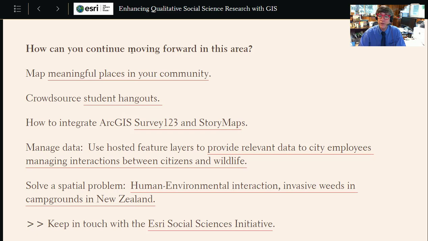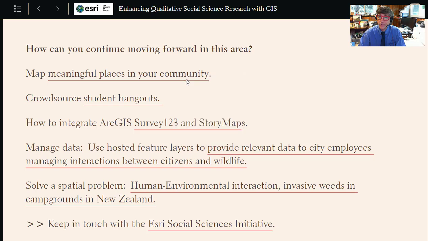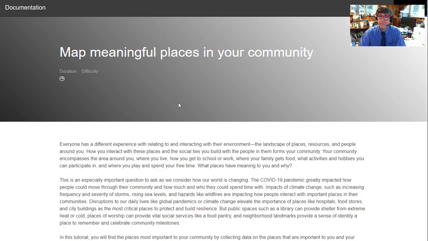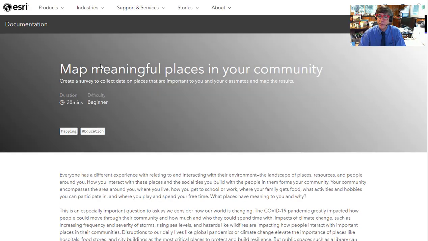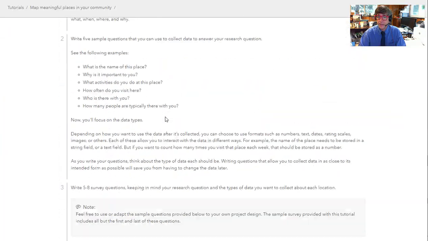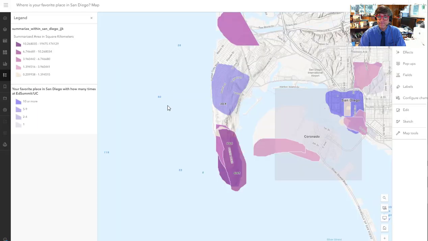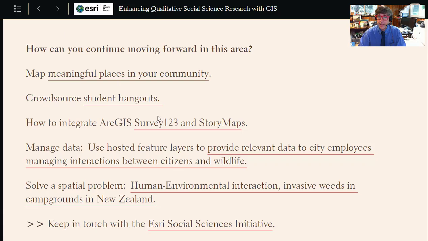How can you continue moving forward in this area? Mapping meaningful places in your community. Okay. Mapping meaningful places in your community is a lesson on doing some of what I've described here in the last 47 minutes. Creating a survey to collect data on places that are important to you. So creating that project, creating that survey, mapping the results, etc. Okay, take a look at that.